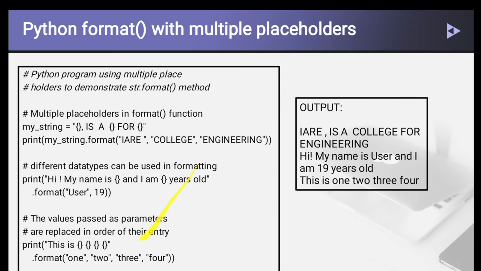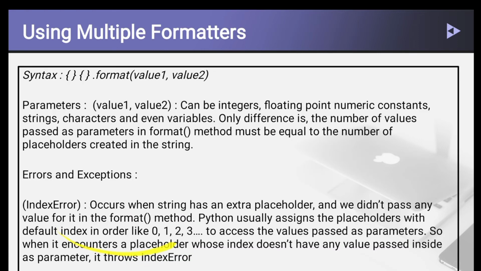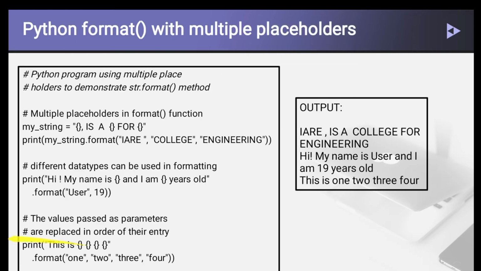Now I will demonstrate with multiple data types. My name is, with brackets, and I did not mention any indices here. User will be passed to the first one and 19 will be passed to the second, and we will get: Hi, my name is user and I am 19 years old. The next example is also the same. This is 1 2 3 4: 1 is passed to the first, 2 to the second, 3 to the third, 4 to the fourth, and the answer is 1 2 3 4.